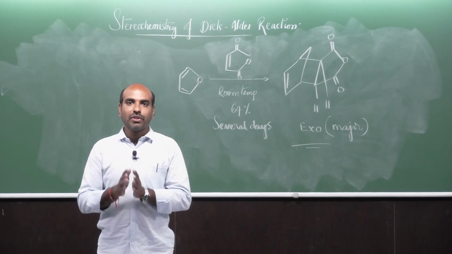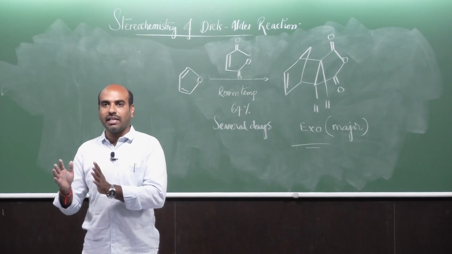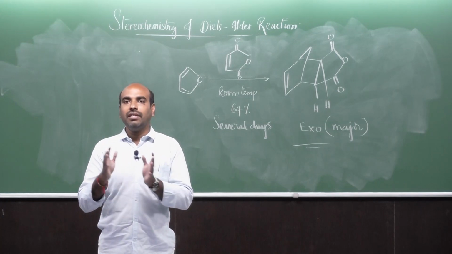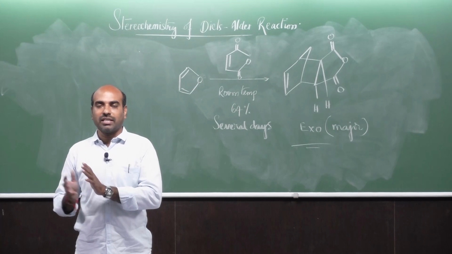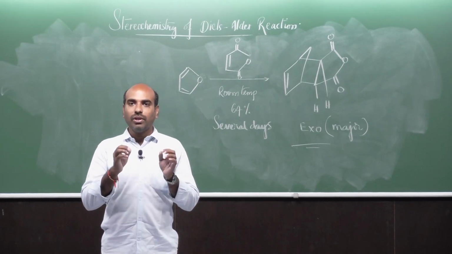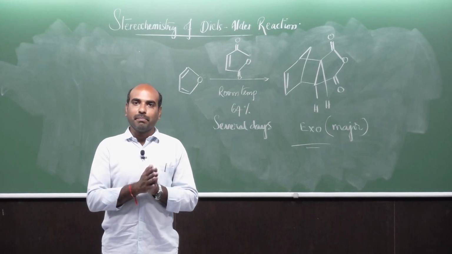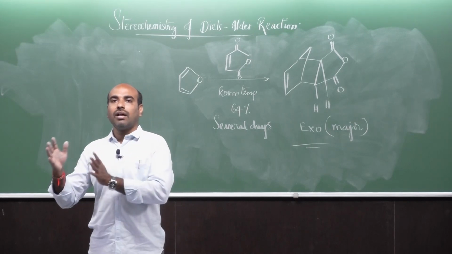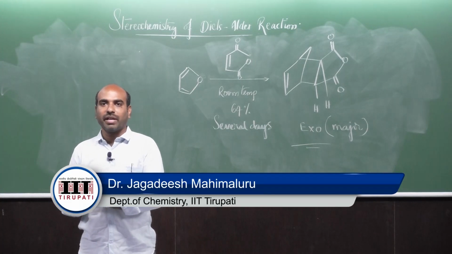Alder's endo rule is mainly applicable for the dienophiles which have an unsaturated functional group in conjugation with the double bond. In the majority of cases when reacted with a cyclic diene like cyclopentadiene, it will give you an endo isomer as the major product. But this reaction is highly stereoselective and also depends upon the temperature of the reaction condition, right. So, as the temperature increases, obviously you will see the exo isomer as the major product.